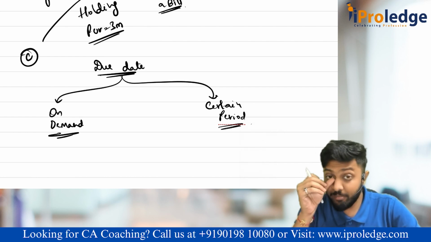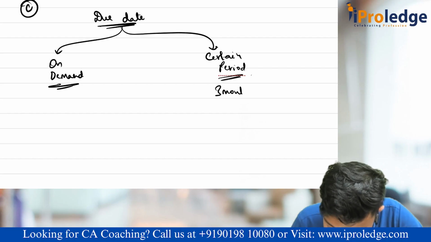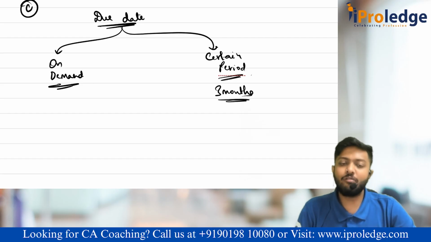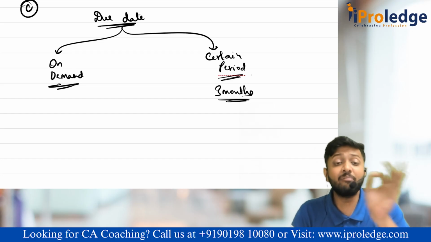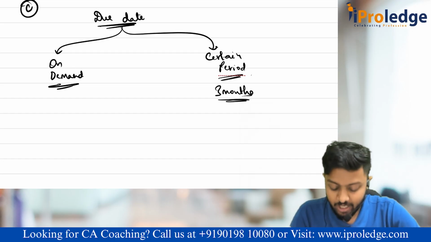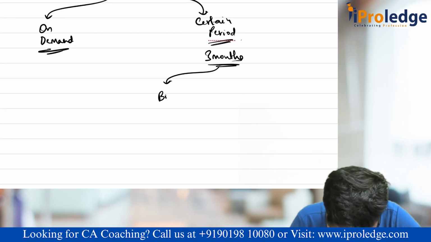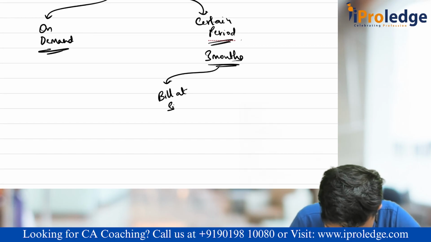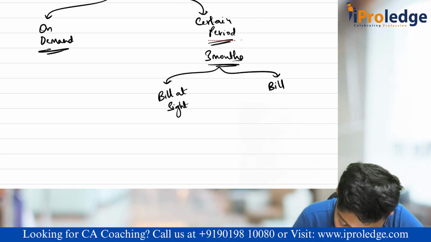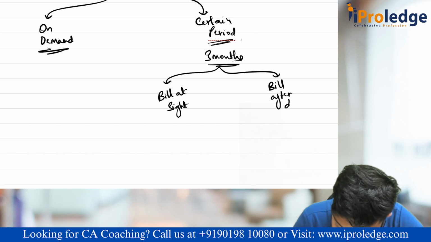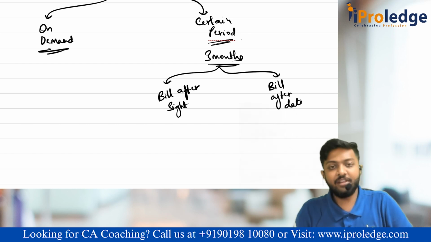Now I told, what was the period of the bill? In my example, the period of the bill was 3 months. Correct? So of course, he will pay after 3 months. Sir, 3 months from when? When should I count? Sir, two possibilities. There are two kinds of bill. Bill after sight and bill after date.